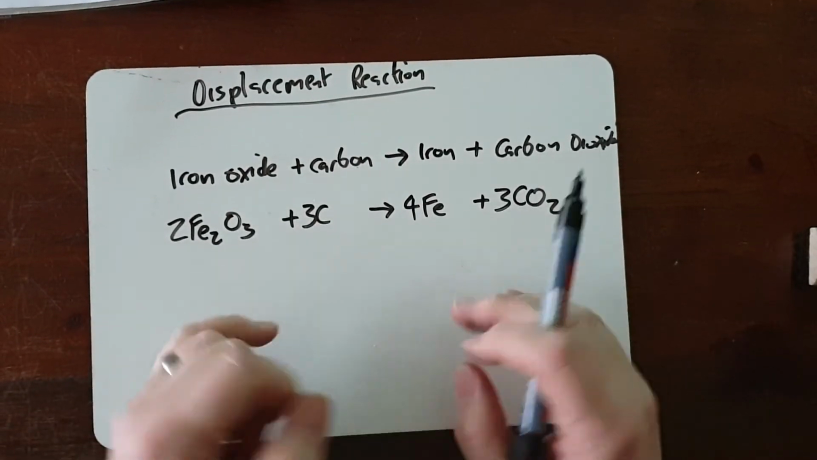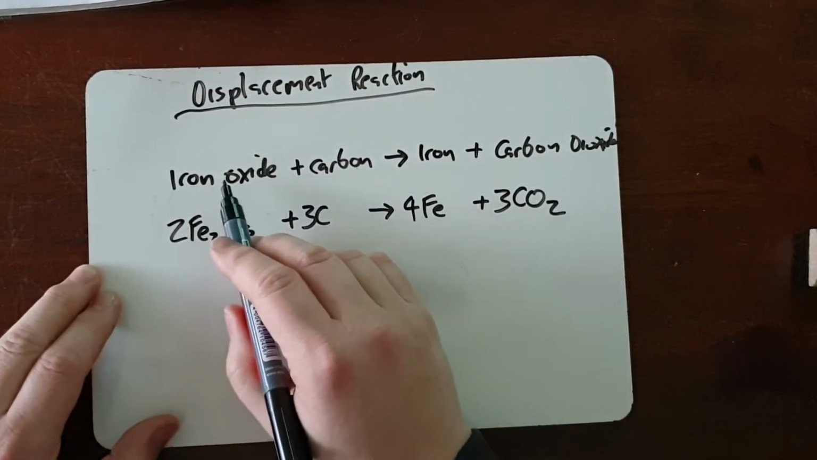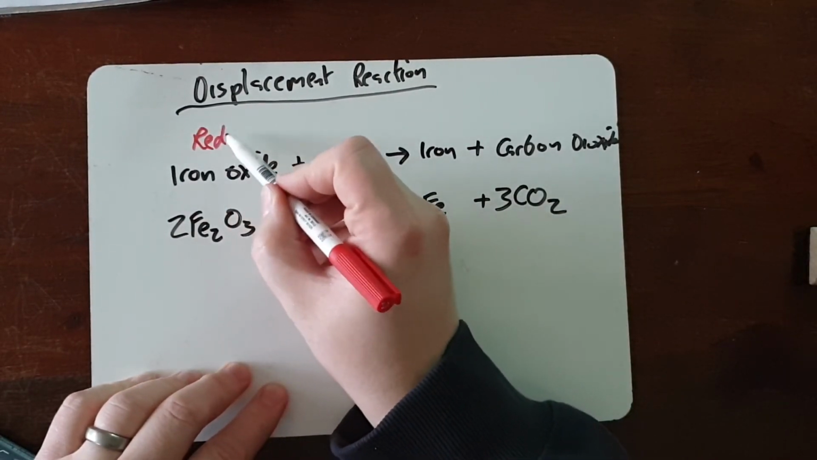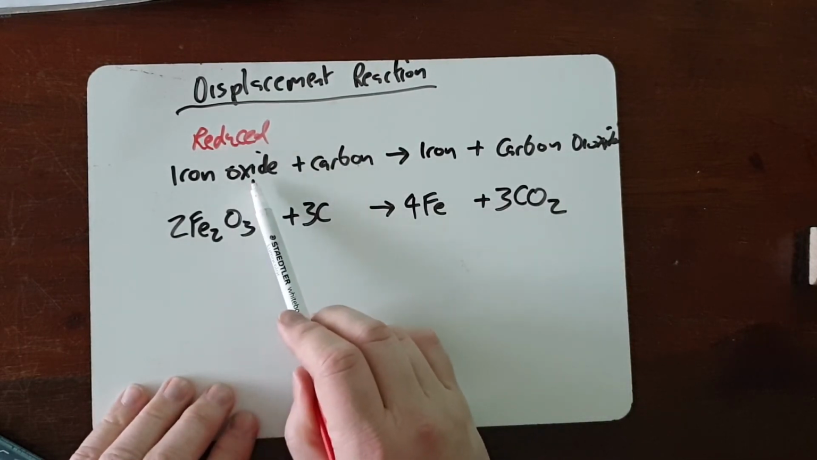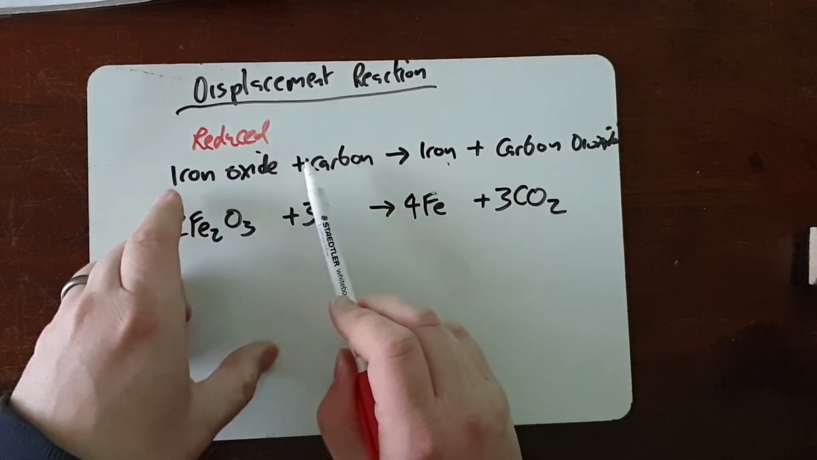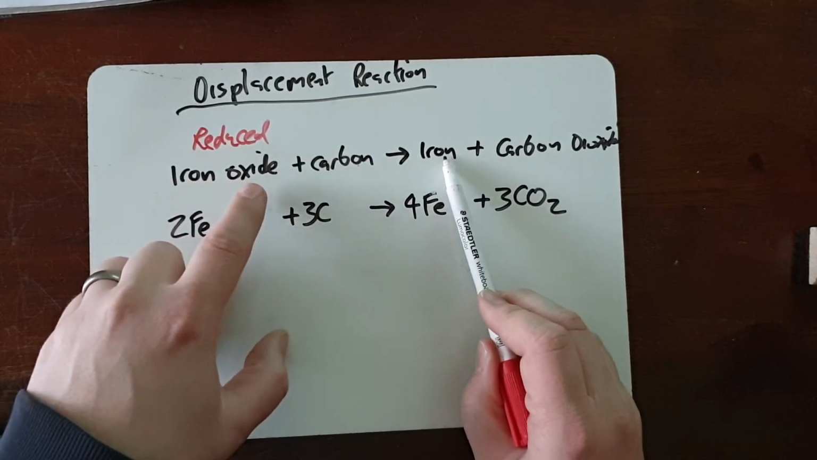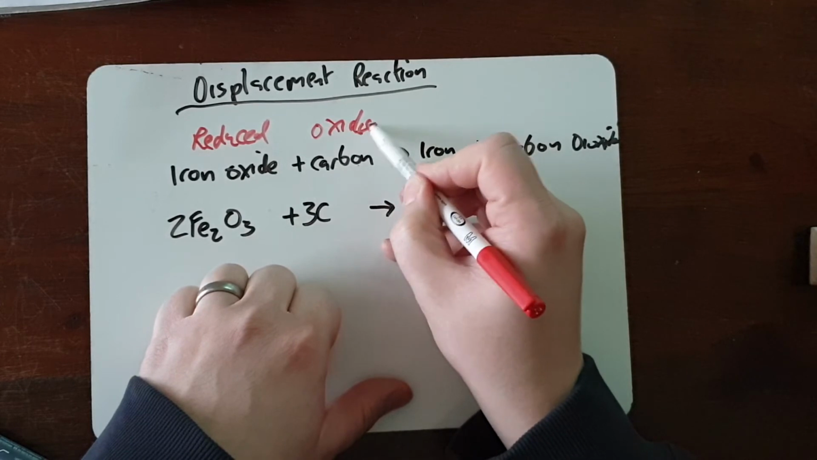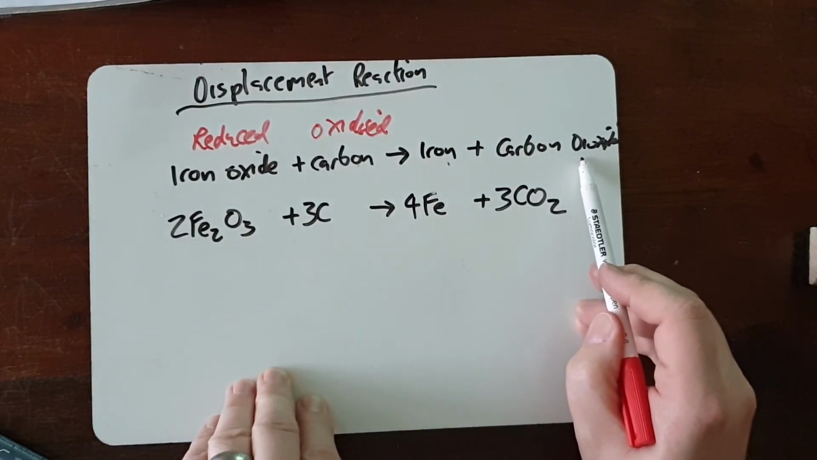And if we break down, just going to split this in half and look at what's actually going on. What has happened to the iron oxide? The iron oxide has been reduced. If you remember, if something gets reduced, it loses oxygen. We don't say the iron has been reduced. You're talking about the things over here. The iron oxide has been reduced because it's just been turned to iron. It's lost oxygen. What's happened to carbon? The carbon has been oxidized because it has gained oxygen.